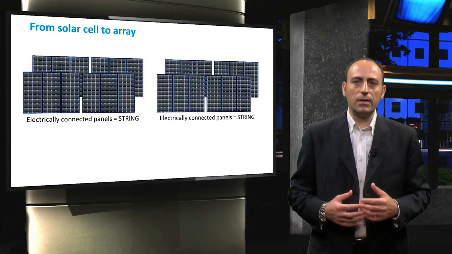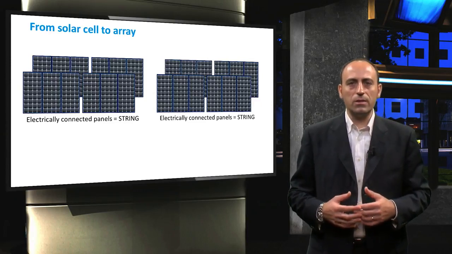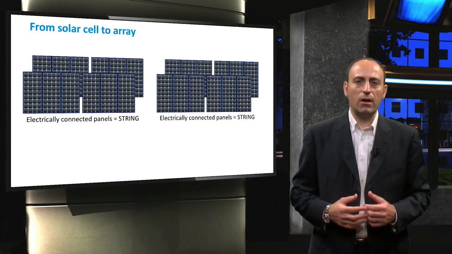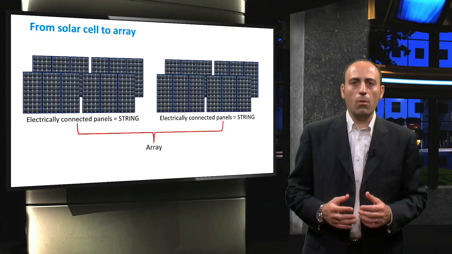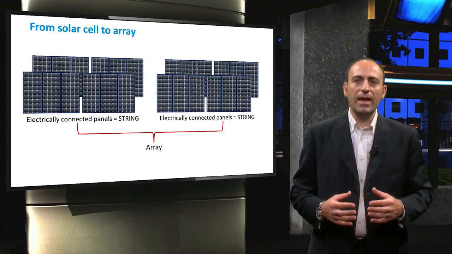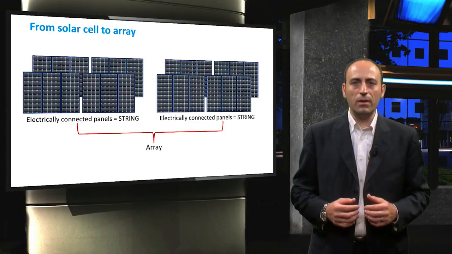Multiple panels that are electrically connected are called a string. The panels in a string are usually connected in series to obtain a desired output voltage. When two or more strings are connected in parallel, they again form an array. By connecting multiple strings in parallel, the output current of the PV array is increased.